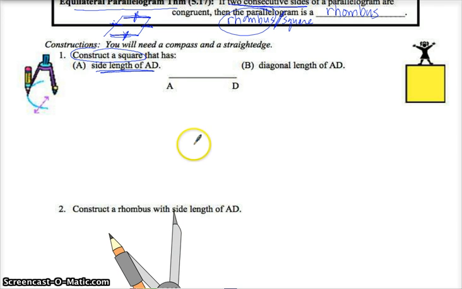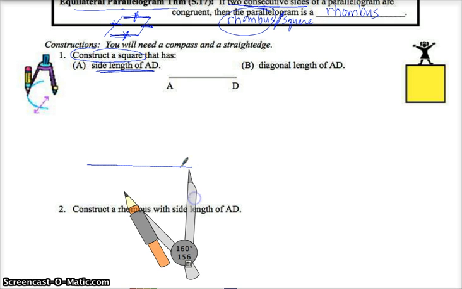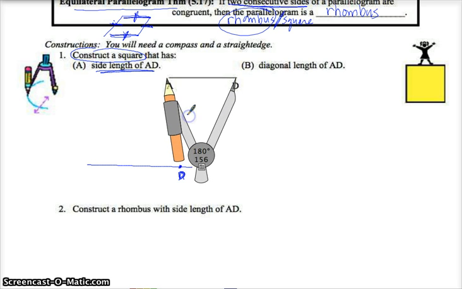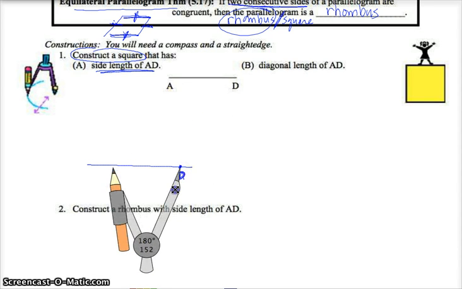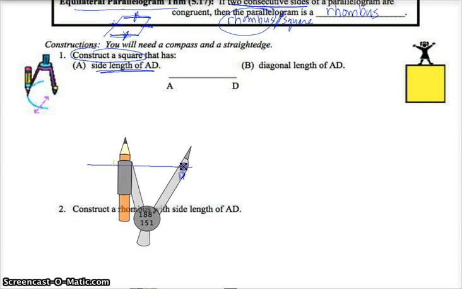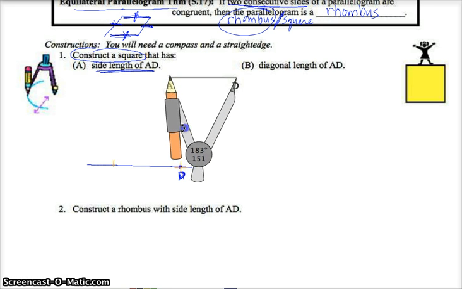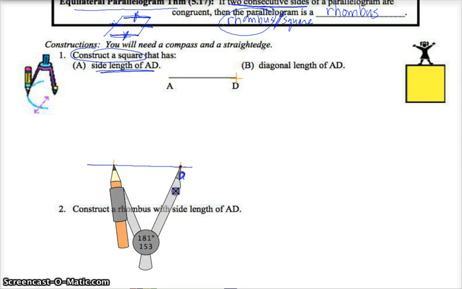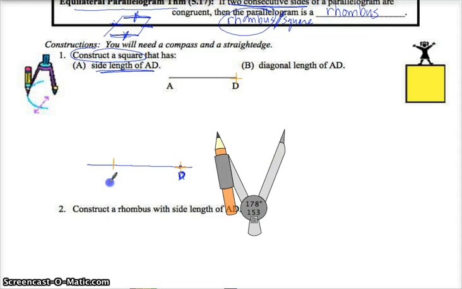So the first thing you need to do is start with any length, and then you need to maybe put an A on there, or I'll put a D on here since it's on this side. And I'm going to go up here, open my compass to the length of AD, and then I'm going to go down here, and I'm going to mark that length. Oops, just messed that up. Okay, oh well. So now this is A. So I've just replicated this length here.